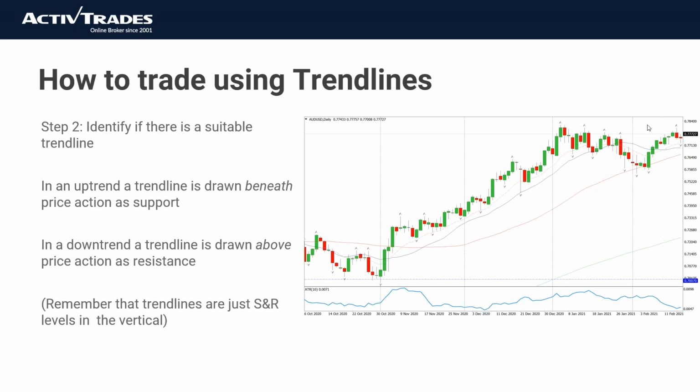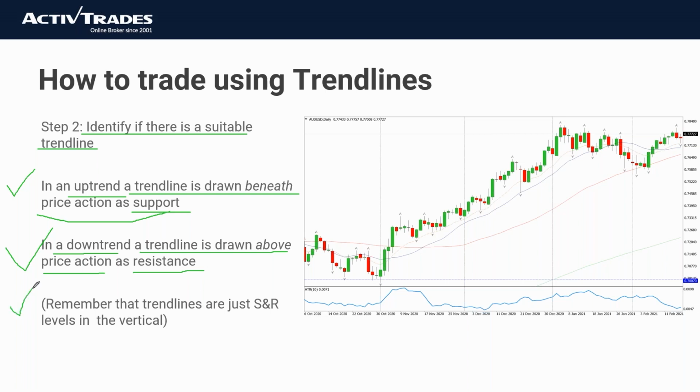What we want to do then is, step 2, identify if there is a suitable trend line. And this is for the new traders, this is very important. When we're in an uptrend, a trend line is drawn beneath price action, and it will act as almost like a level of support. In a downtrend, a trend line is drawn above price action, where it will act as resistance. And remember that trend lines are just another version of support and resistance levels, but operate in the vertical plane rather than standard horizontal levels of support and resistance.